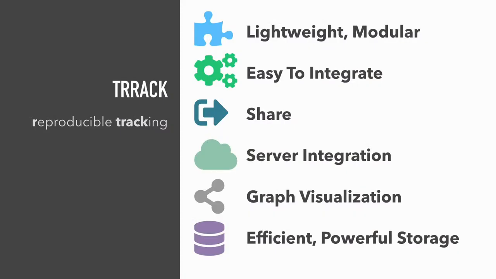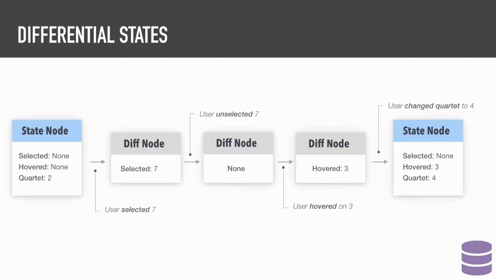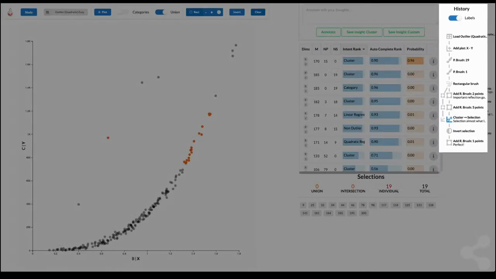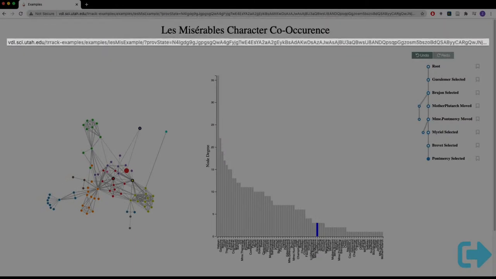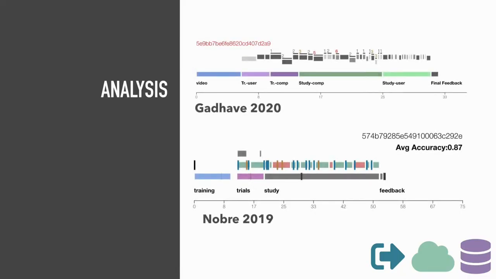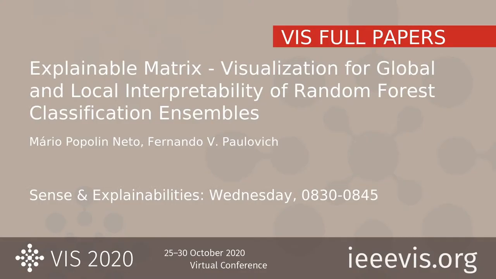In this presentation, we introduce a provenance library, Trrack, which makes implementing provenance in web-based tools easy. Trrack introduces a novel storage model for web-based provenance tracking and has an associated history visualization, which can be fully customized. Trrack also contains multiple ways to save and share individual states or entire sessions of an application, and ensures that explored data is easy to analyze in interesting and unique ways.